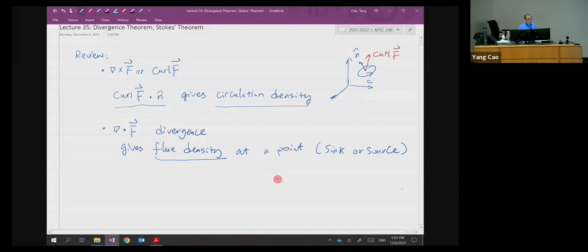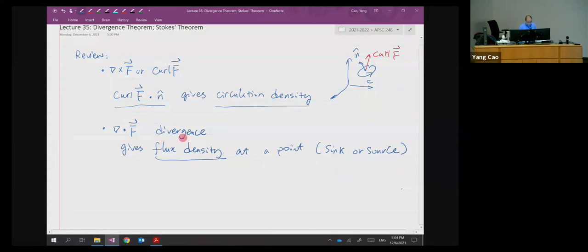What that means basically is: is that point a source, or is that point a sink? If it's positive, then it functions as a source. It's as if something is coming out of that point. If it's negative, then it functions as a sink, so stuff is flowing into that point.